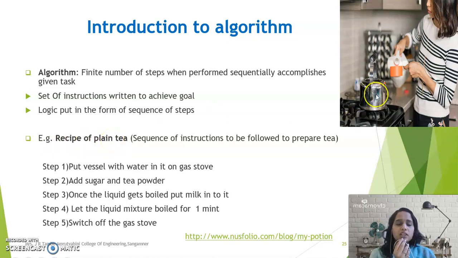Very first thing, we will put a vessel with water in it on the gas stove. Second step, add sugar and tea powder. Third step, once the liquid gets boiled, put milk into it, let the liquid mixture boil for 1 minute, and then switch off the gas stove. Okay, for example, if these are the steps that we have written.